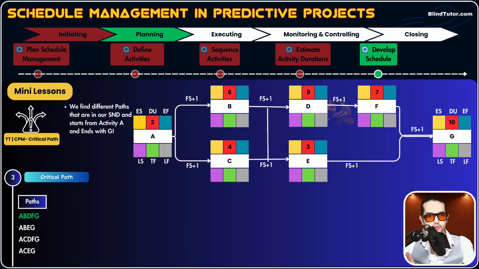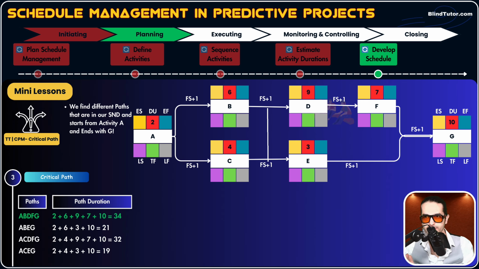For example, for path A, B, D, F, G, the first path, we sum up the durations. What's the duration of activity A? 2 days. So 2 plus. What's the duration of activity B? 6 days. Plus. What's the duration of activity D? 9 days. Plus. What's the duration of activity F? 7 days. What's the duration of activity G? 10 days. So we add all of them. So what's the total duration of that path? 34 days.